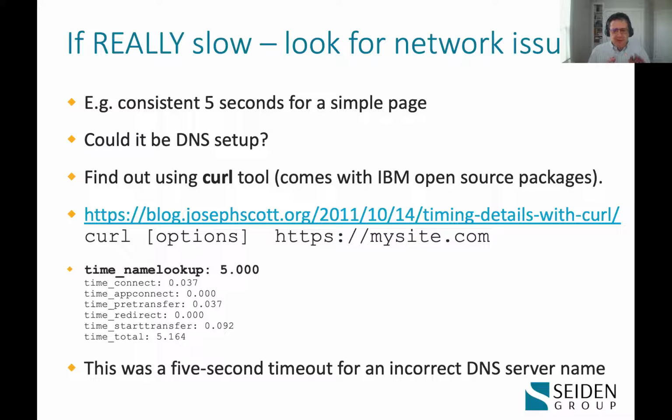You type curl and then the website name. Now, there's an article I linked to here that lets you see all the different aspects of connecting to it. And in this case, the name lookup was 5 seconds, meaning the DNS lookup to actually find out how to contact this website was taking 5 seconds and then timing out. And that's why there was a consistent 5 seconds every time. There was an incorrect DNS server name in there somewhere. So that's something to look for.